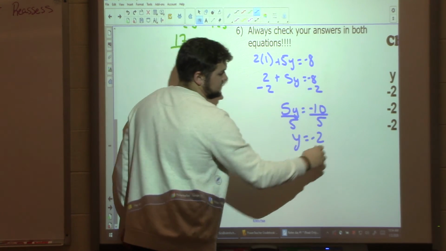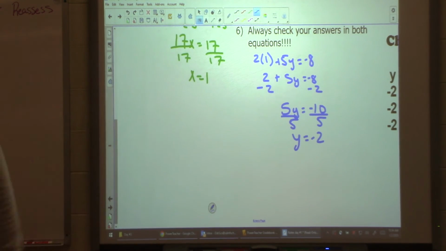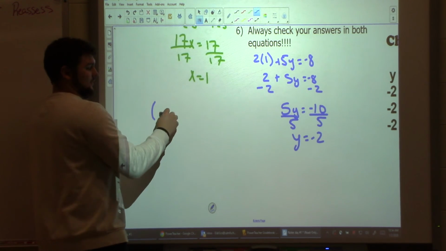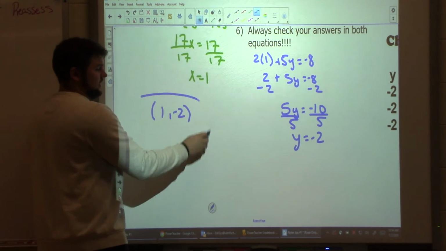Y equals negative 2. Baker, is that a good way to write my answer? No. How should I write it? Parentheses, 1, negative 2. Good. In an ordered pair.